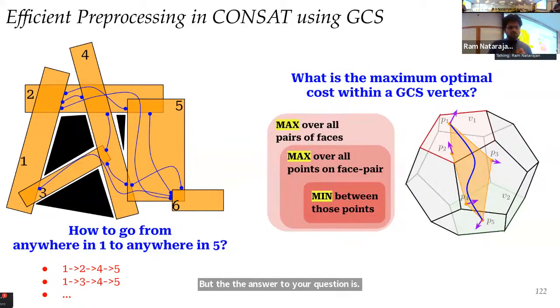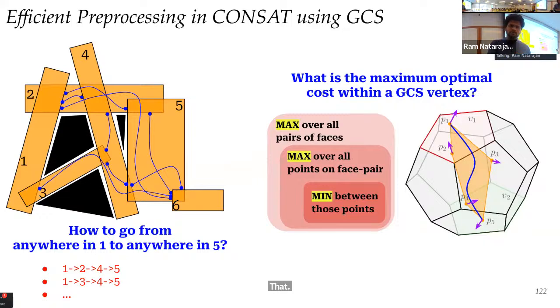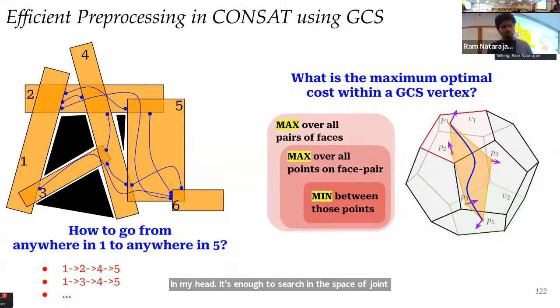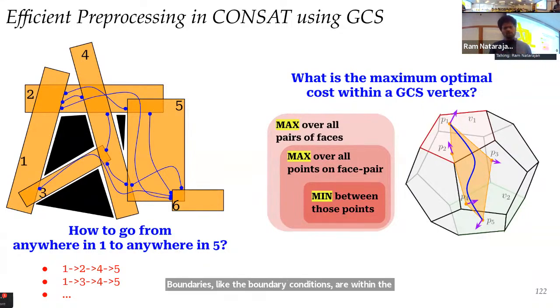The reason for choosing joint configurations is that in my head, it's enough to search in the space of joint angles, and you don't have to explicitly think about contact modes. And within the joint angles, you can just use contact implicit optimization. It doesn't have to be the case that the boundary conditions are within the same contact mode or otherwise. So that's not needed, and that's the reasoning.